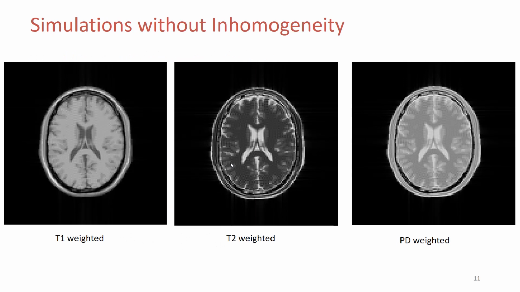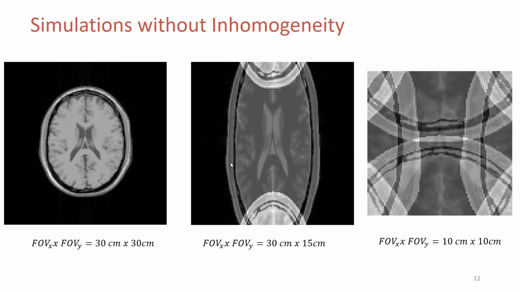Before going on to B0 inhomogeneity simulations, I present several different results from the simulation toolbox. Here, by changing the values of TE and TR, I obtain T1, T2, and PD weighted images of the selected slice. And as expected, we can see the bright parts of the brain change consistently. Another demonstration is about field of view. In the first image, we see that 30 cm by 30 cm is enough to avoid overlapping in the spatial domain.